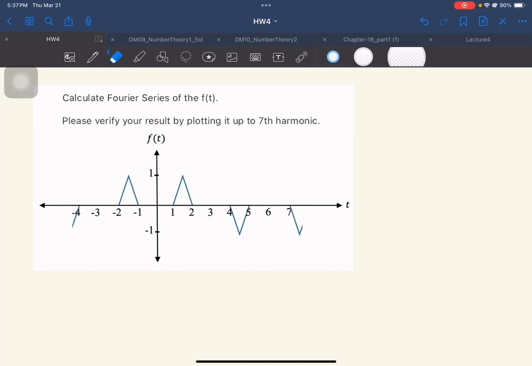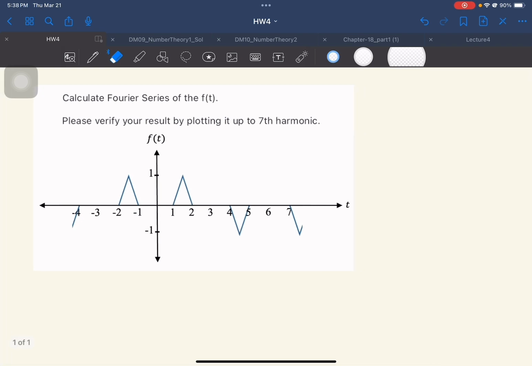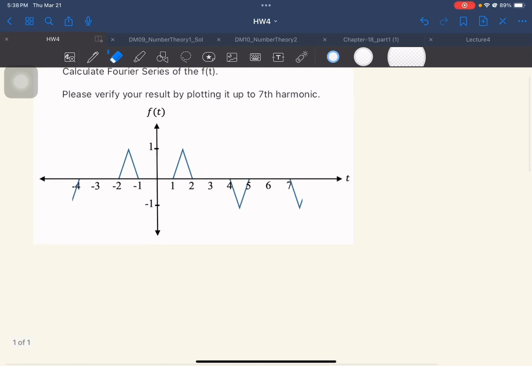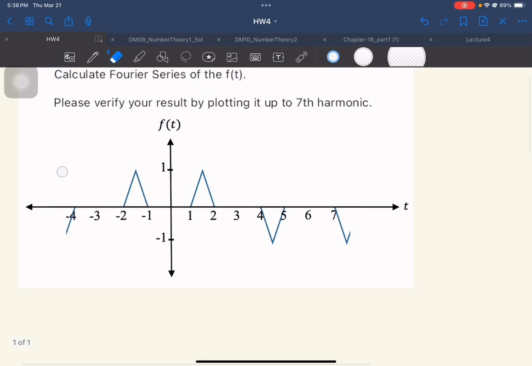Okay, in this graph, when we consider it, you will see that it is an even and half wave function. In this graph we will find the period, and the period is from this to this.